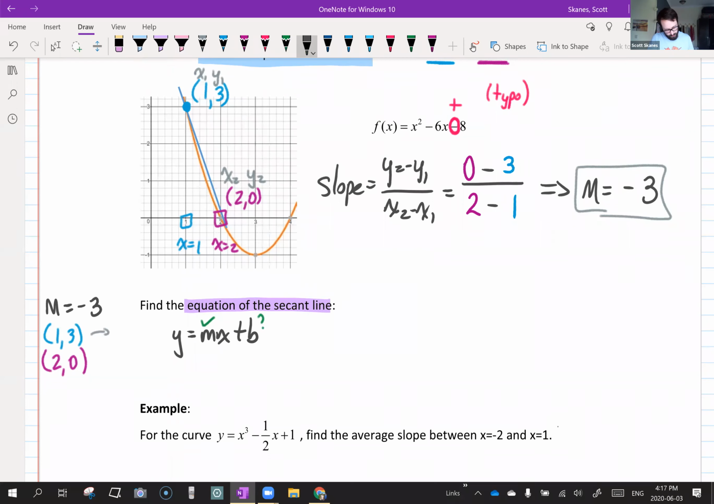So the y value is 3. The m is negative 3. The x is 1, and we can solve for b. So you'll get that b is 6.